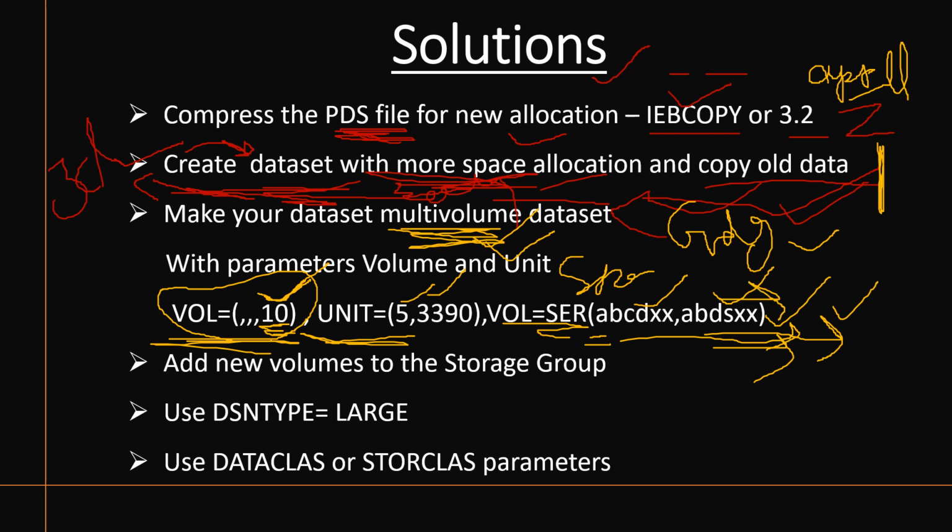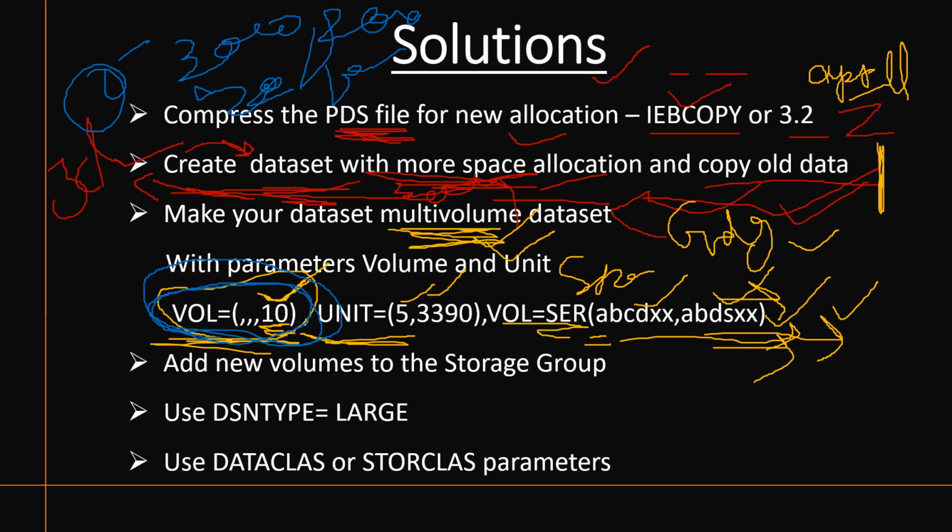Mostly everyone uses this volume parameter, and mostly storage admins suggest you to use this parameter. First, they'll suggest you to increase the allocation. If it is some 3000 comma some 200, they'll ask you to make it 5000. They'll ask you to increase the primary and the secondary, and you will submit the job again. Mostly it will run in this step. If it is failing in this step again, they'll ask you to give this volume parameter.